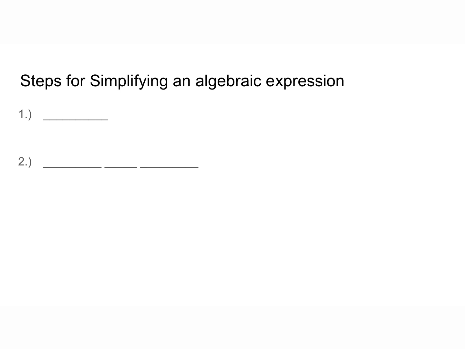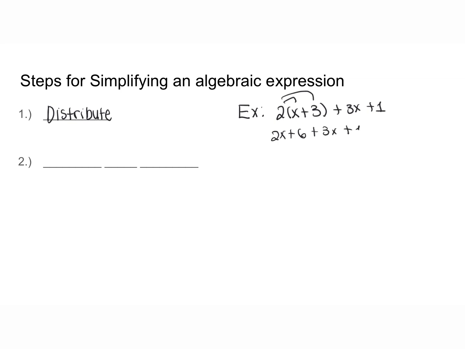Our first step is to distribute. So in this example, I would distribute the 2 to the x plus 3. So I get 2x plus 6 plus 3x plus 1. And then our last step is to combine like terms. So we have 2x plus 3x, which is 5x, and then 6 plus 1 is 7.